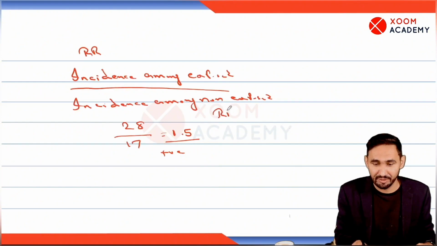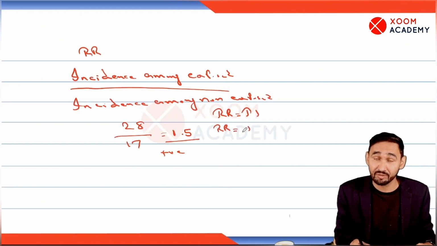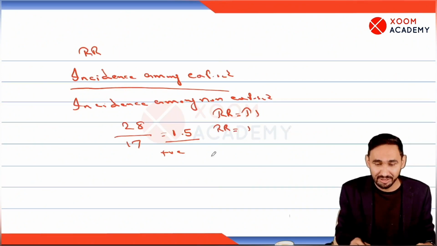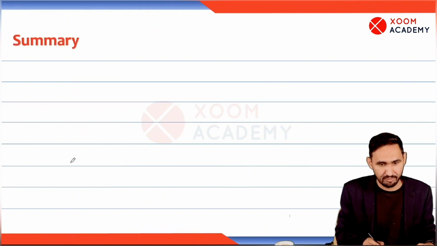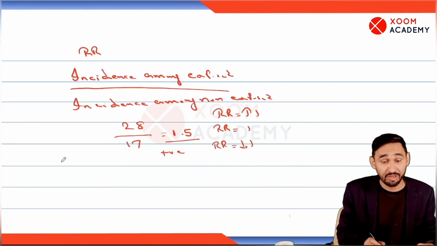Remember, if relative risk is greater than 1, there is positive association. If relative risk is equal to 1, there is no association. If relative risk is lesser than 1, there is negative association. Now, we'll calculate attributable risk.